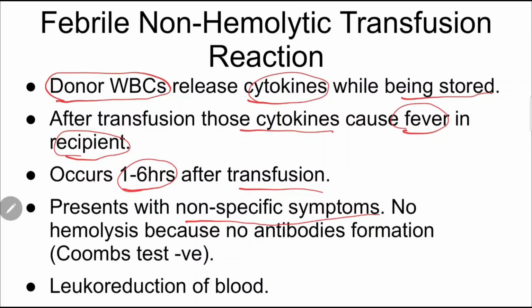But like I said before, there is no hemolysis. The reason being because there are no antibodies being formed. And since there are no antibodies being formed, the Coombs test will be negative. And when you look at the labs, you will not see increased LDH, you will not see increased indirect bilirubin, you will not see decreased haptoglobin. The reason being because there is no hemolysis. Now, how do we prevent this from happening? We do what is known as leukoreduction of blood. Basically, we make sure that the blood we are taking from a donor has the leukocytes present in it removed.